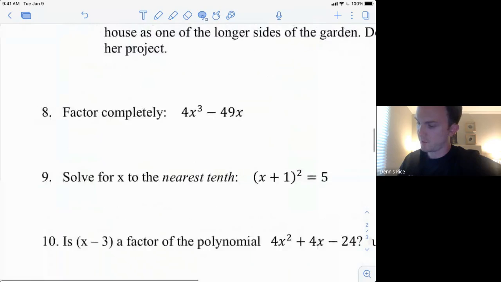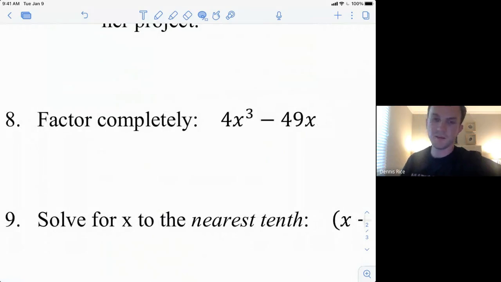All right, factor completely. Why don't we copy and try 8? Factor and copy 8. Copy and factor 8. When do we keep or get rid of? That's a good question, Kira.